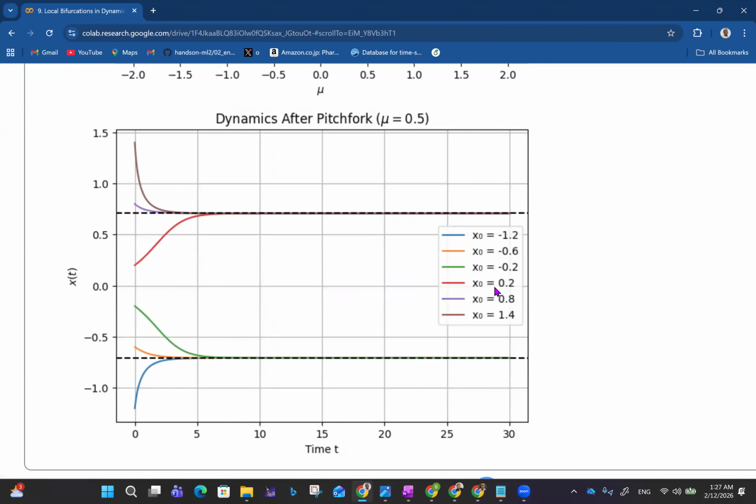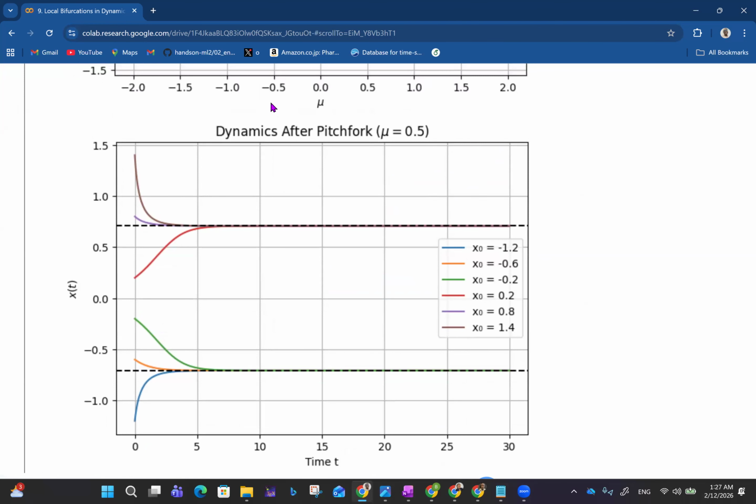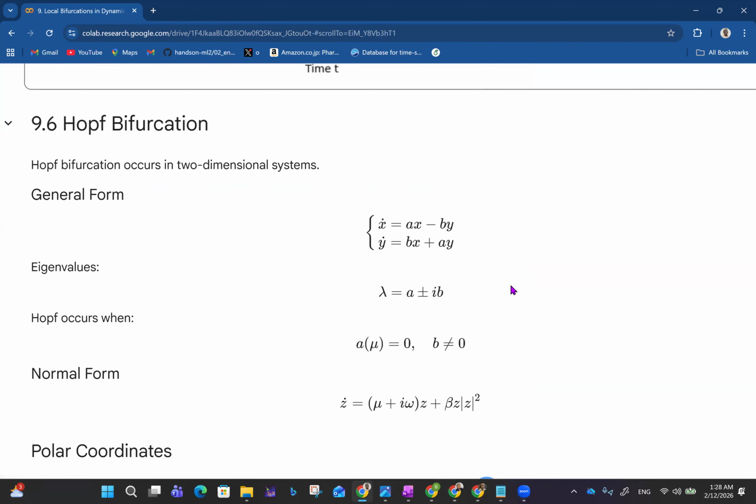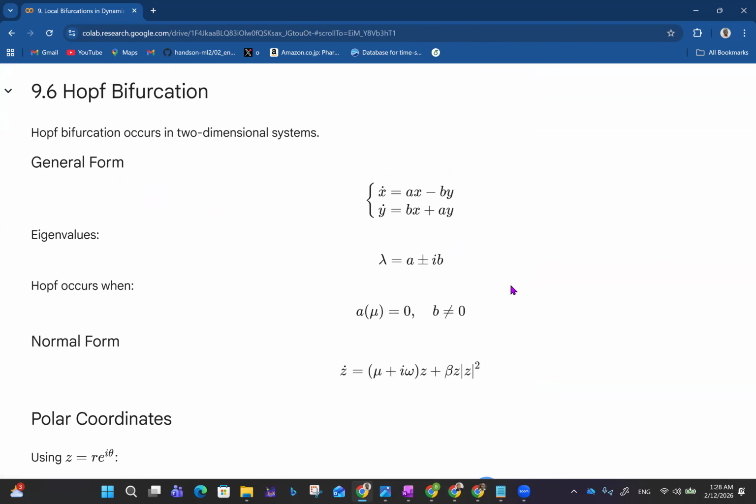So then we move on to see another part. We can see some dynamics after pitchfork, where for mu equals 0.5, for instance. If you choose mu to be 0.5, at x naught equals minus 1.2, you know, this blue line goes and then it just merges here. So this one also goes. So you have these dynamics after pitchfork. After the bifurcation, at the end of the day, everything still settles somewhere. Then we also have Hopf bifurcation.